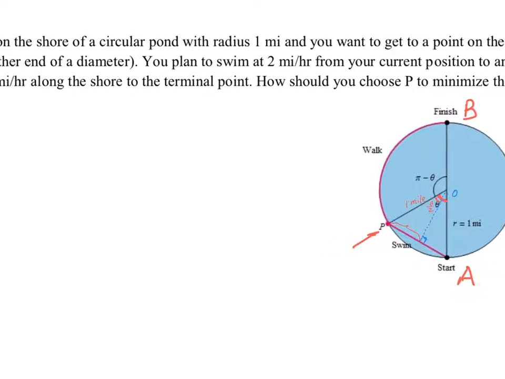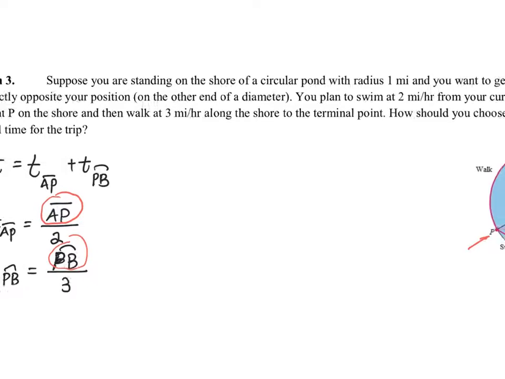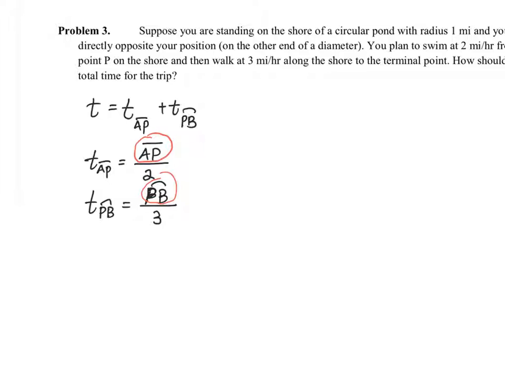So I'm going to write this down in my problem here. We just discussed, this is going to be 2 times sine of theta over 2, divided by 2, which means it is equal to sine of theta over 2. This is the time for traveling from point A, the starting point, to a point P on shore.